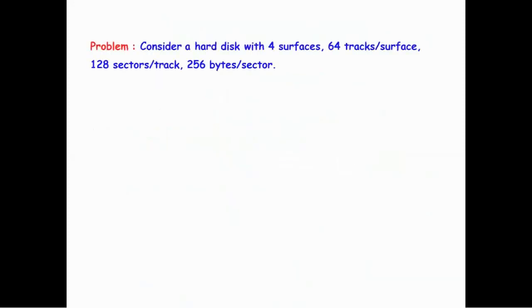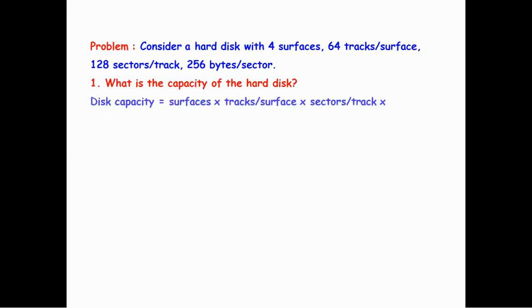Coming to the problems. Consider a hard disk with 4 surfaces, 64 tracks per surface, 128 sectors per track, 256 bytes per sector. What is the capacity of the hard disk? The hard disk capacity can be calculated by using the formula surfaces into tracks per surface into sectors per track into bytes per sector. The values were given in the problem.